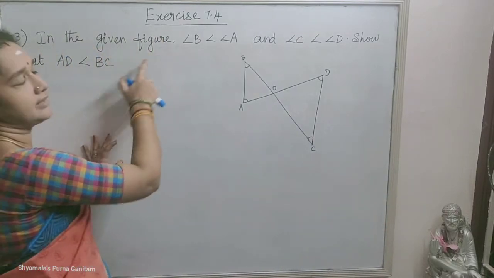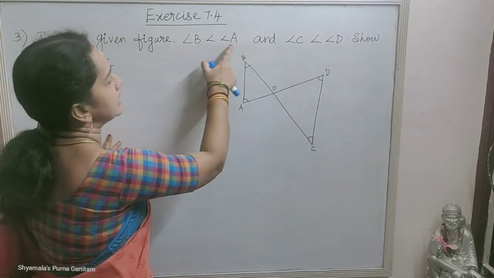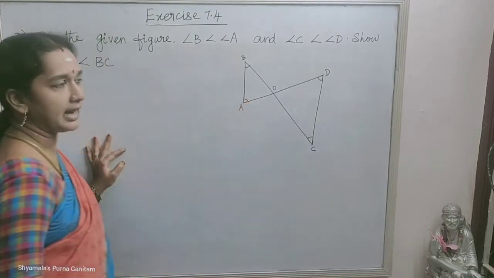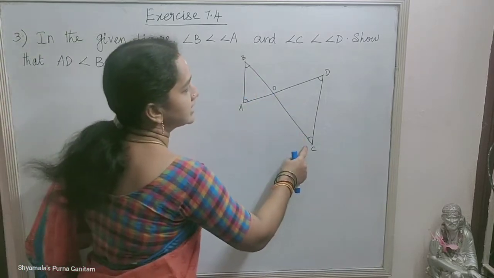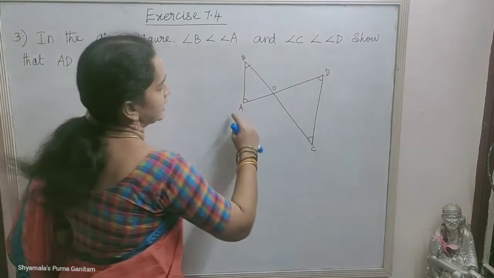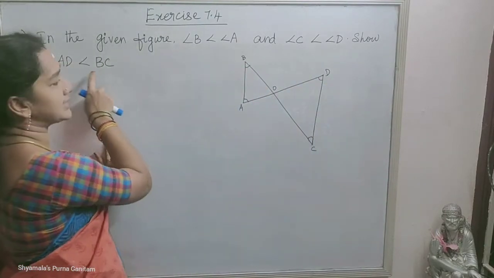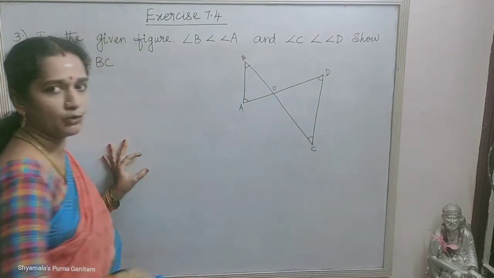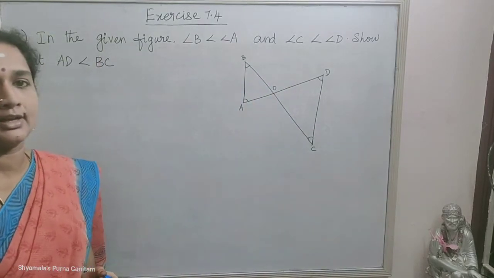Third sum is, in the given figure, angle B is less than angle A and angle C is less than angle D. Show that AD is less than BC. So length of AD is less than length of BC. This is the thing we are asked to prove.